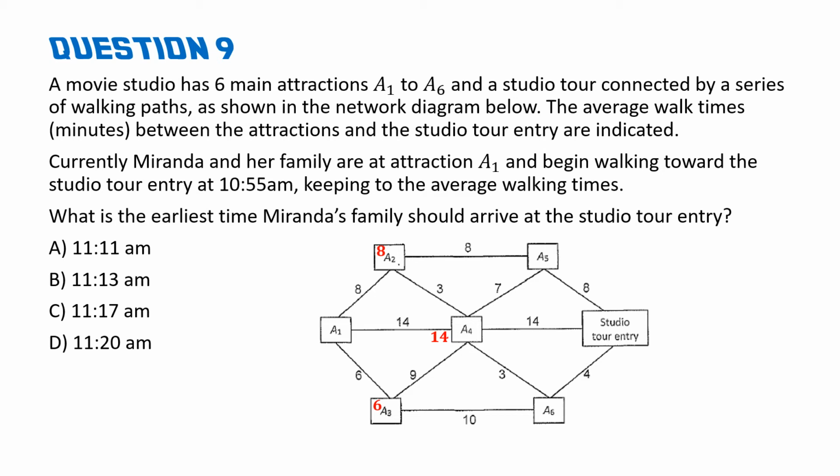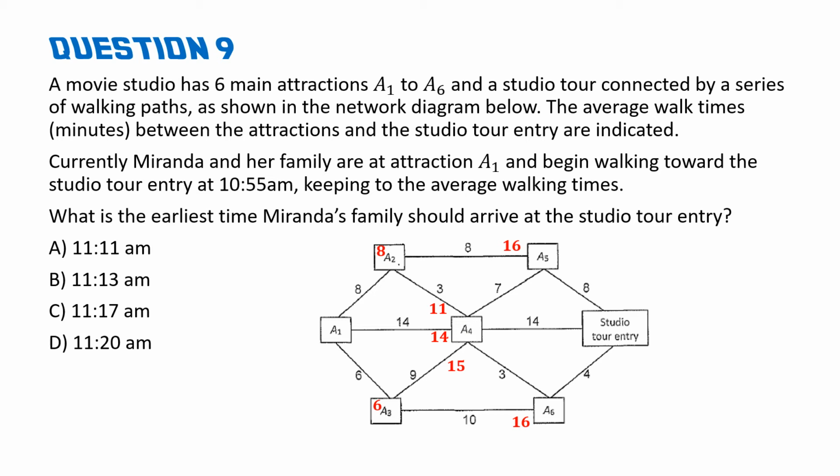Now from A2, I've got 2 choices. I can go across to A5, which will take 8 minutes. So 8 minutes to get to A2 plus another 8 minutes means I'll be getting to A5 16 minutes after I leave A1. If from A2 I go down to A4, 8 plus 3, that will take me 11 minutes. If I go from A1 down to A3 and then up to A4, that's going to be 6 plus 9, which is 15 minutes. A1 to A3 to A6, that's going to take me 16 minutes.